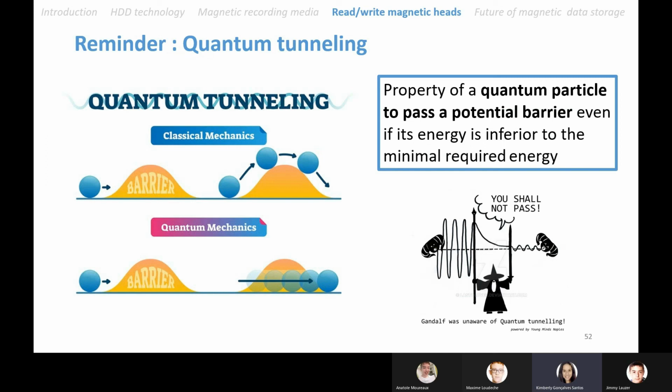To do so, we'll have to remind some concepts you've probably seen in previous courses, such as quantum tunneling. Quantum tunneling is a property quantum particles have that allows them to pass a potential barrier even though their energy is inferior to the minimal energy required to pass. Without entering too much into details, this can be explained by the probabilistic nature of quantum mechanics.